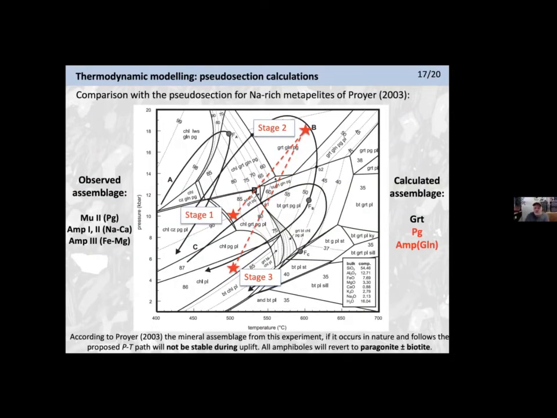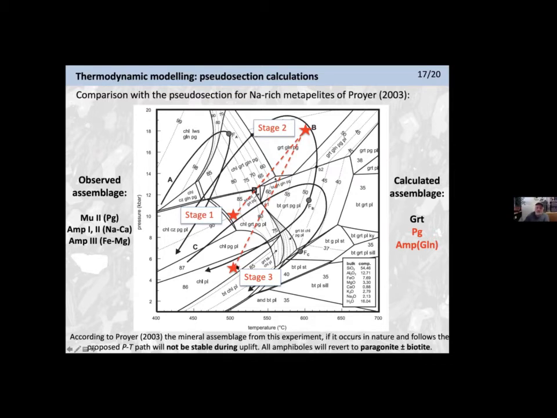I've also compared these results to a study by Proya from 2003, which deals with the formation and exhumation of glaucophane-bearing rocks. The agreement is again okay. We do find muscovite and the amphiboles. He got garnet in his calculated assemblage, but it would be interesting if my rock composition would actually follow this path.